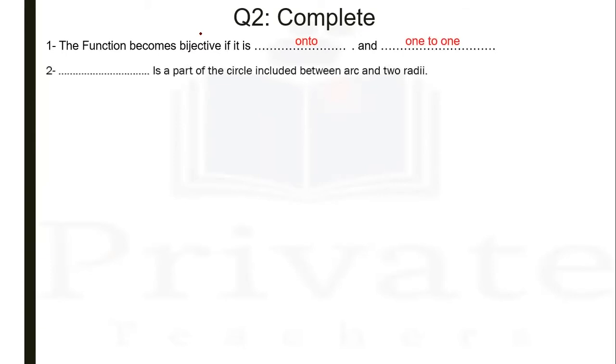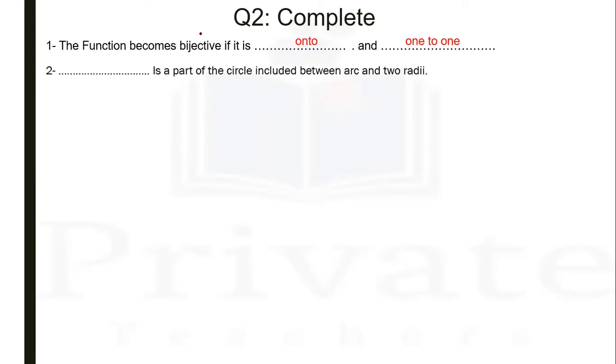Now, the second style of the exam is the question complete. Look at the first one. The function becomes bijective if it is dash and dash. So we have three types of functions: onto, one-to-one, bijective. We know the conditions for the function to be onto, and we know the condition for the function to be one-to-one, and the condition for the function to be bijective is to be onto and one-to-one at the same time. So here, onto and one-to-one.